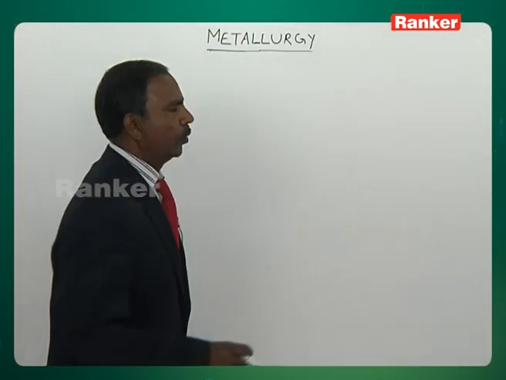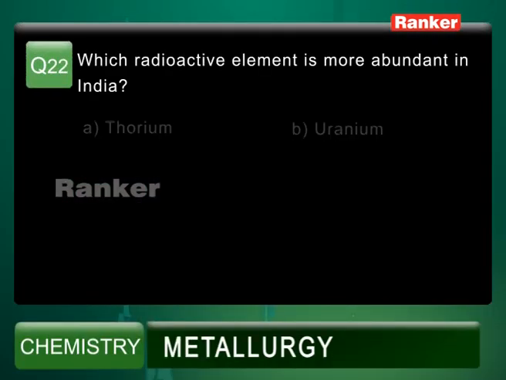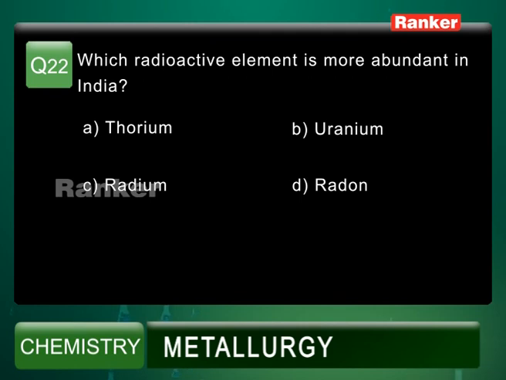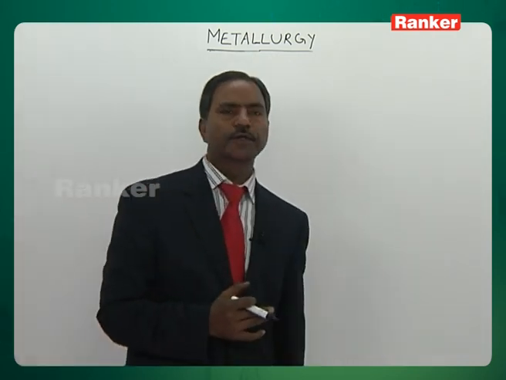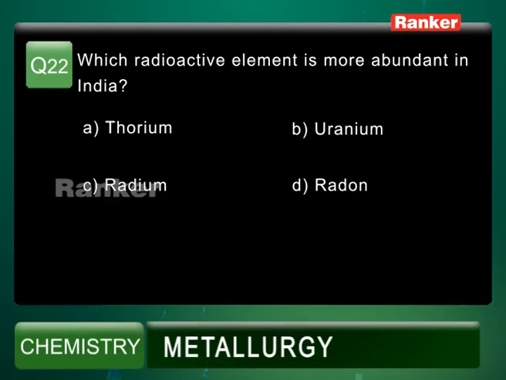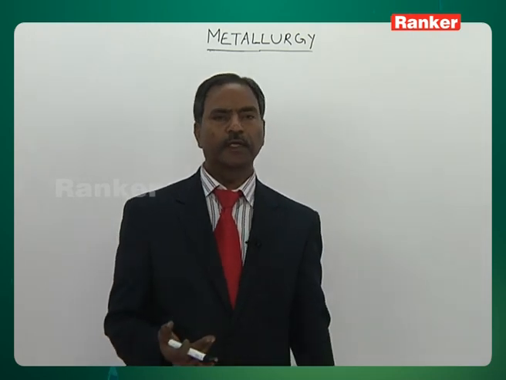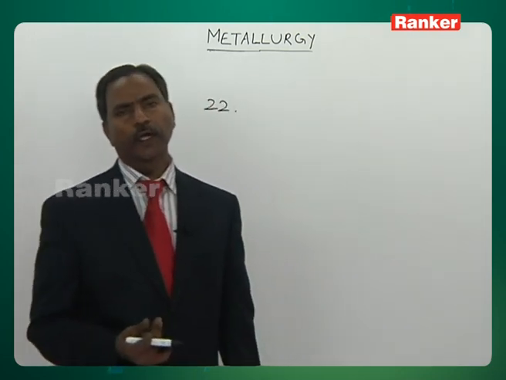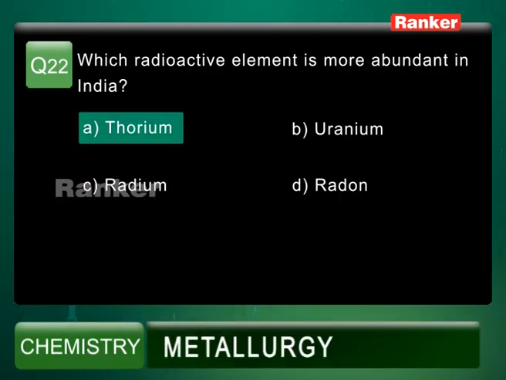Question number 22. Which radioactive element is more abundant in India? This you have to remember, it is actually a general question in chemistry. A is thorium, B is uranium, C radium, D radon. More abundant radioactive element in India. This is what? Thorium is actually more abundant. Therefore, question number 22, answer is A.